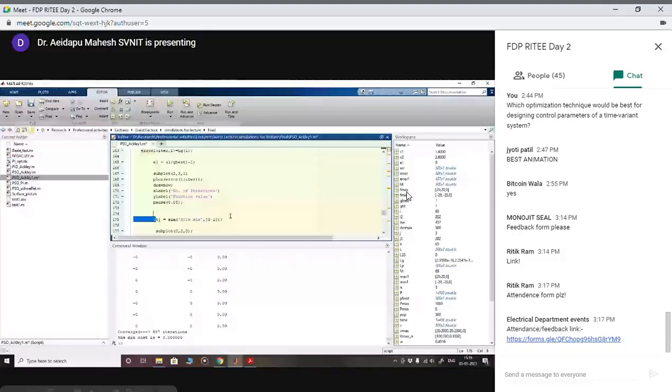So this way you can run the simulation in the background. You need not open that file. This automatically runs the file, and whatever the output is, it will come in the workspace, and from the workspace you can take whatever variable you want. Okay, sir. Thank you, sir.